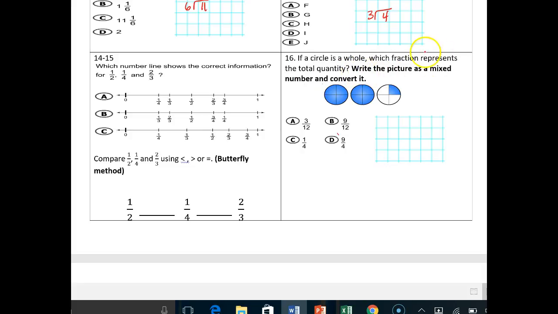Write the picture as a mixed number and then convert it. So I have 2 wholes and a fraction part of 1/4. You need to take this mixed number and convert it to an improper fraction. One of these will be your answer.